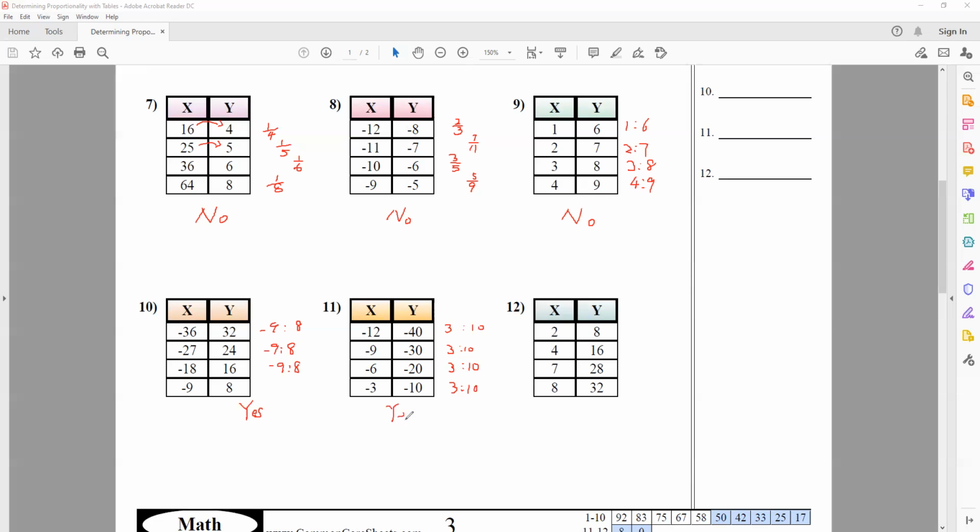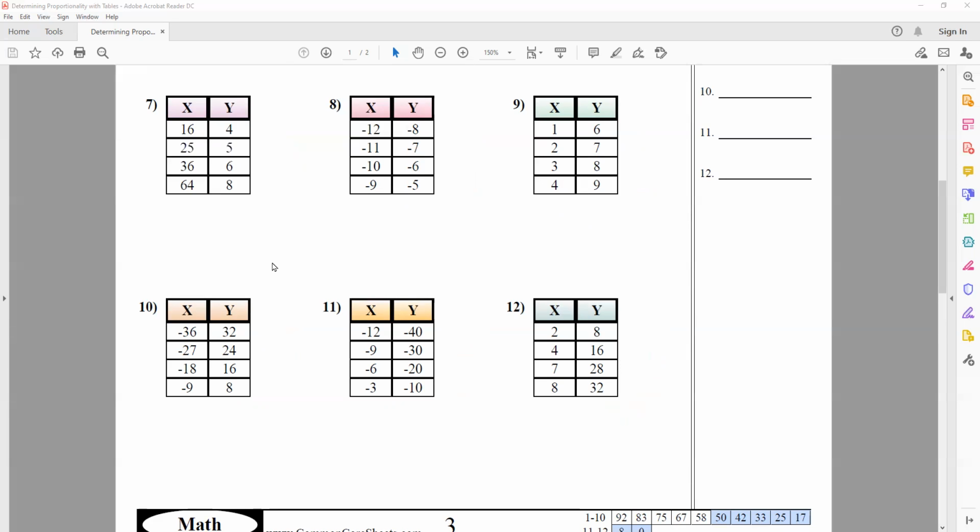Number 12, that would be 1 to 4, and then the next one would also be 1 to 4. The last one is also 1 to 4, and so that one is a yes also. Yes. Good. Okay. So basically, just find the ratio. Simplify the ratio as small as you can. Okay. Good. Right. All right. So I think you're gonna handle this. That's good.